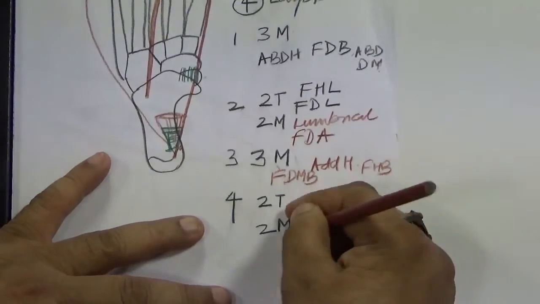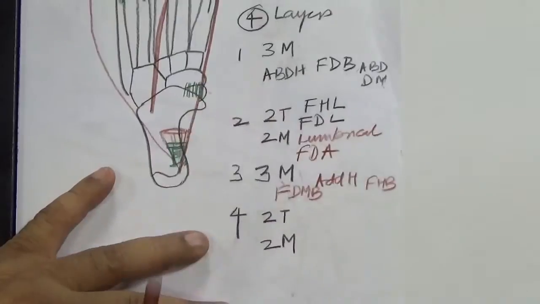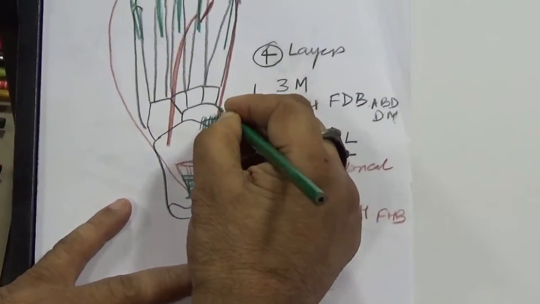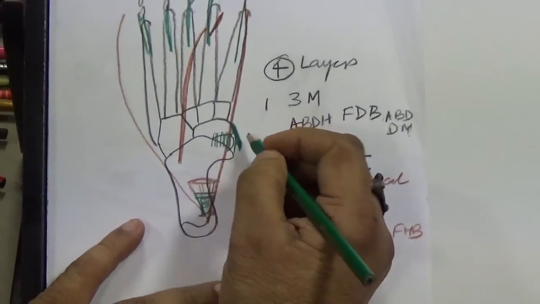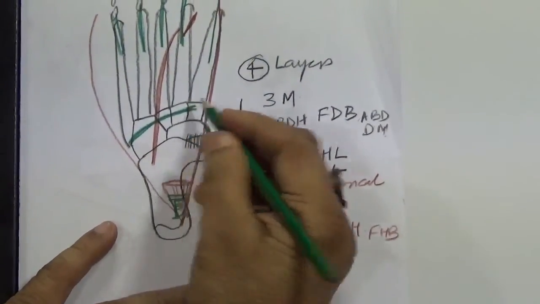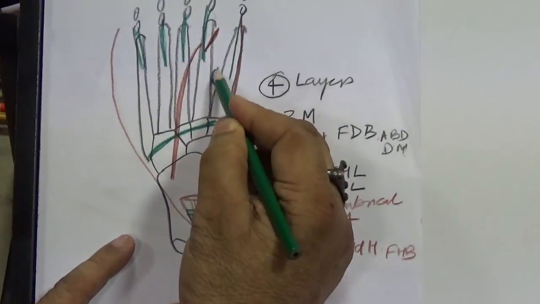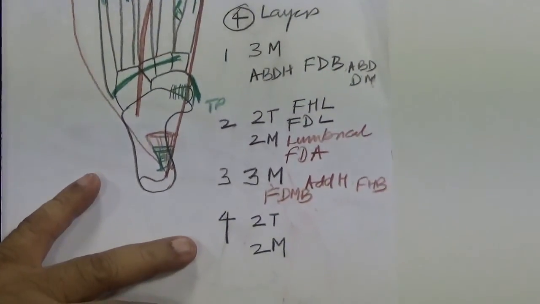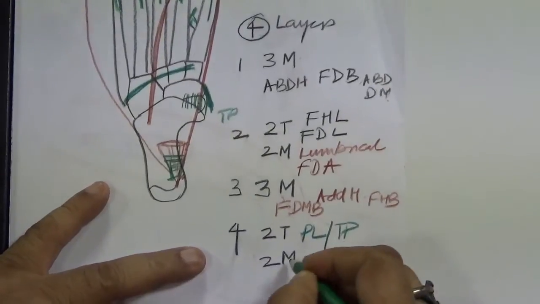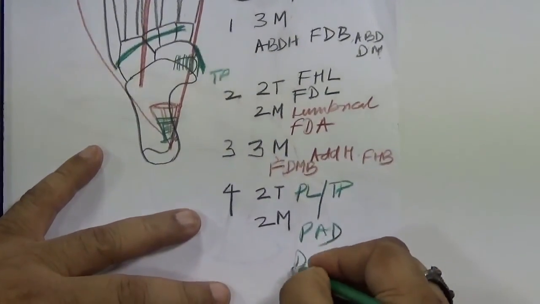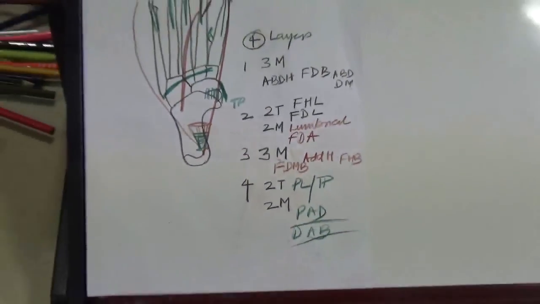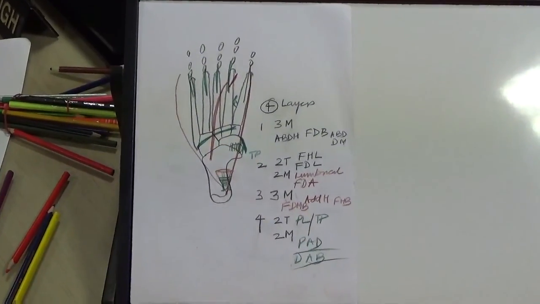And then there are again 2 tendons and 2 muscles. The 2 tendons are tibialis posterior, attached here to the navicular, all tarsals except the talus, and the second is peroneus longus. And the 2 muscles are plantar and dorsal interossei. Plantar interossei being adductors, dorsal interossei being abductors. So these are the 4 layers of the sole. All right, this is it.